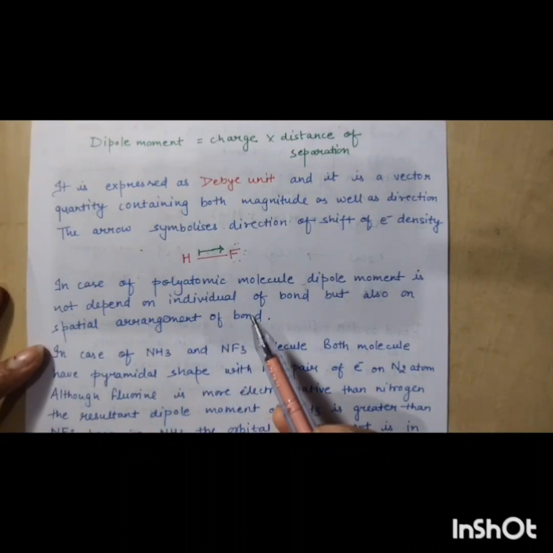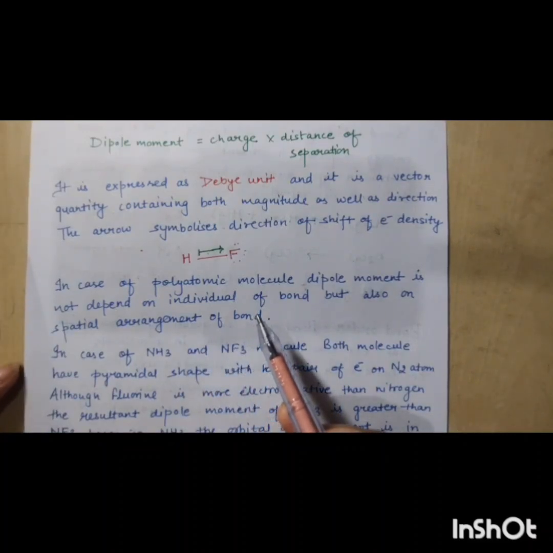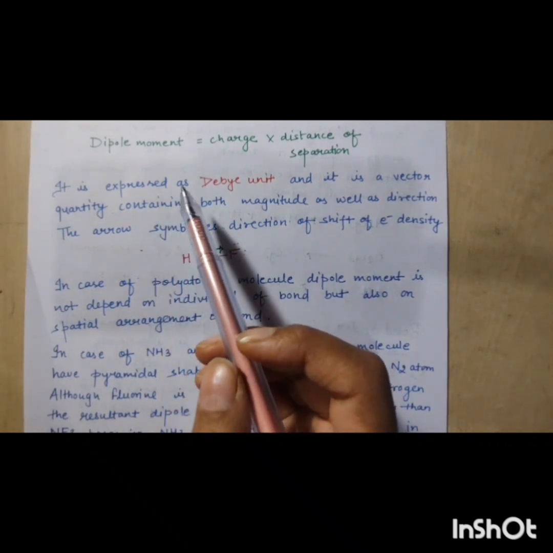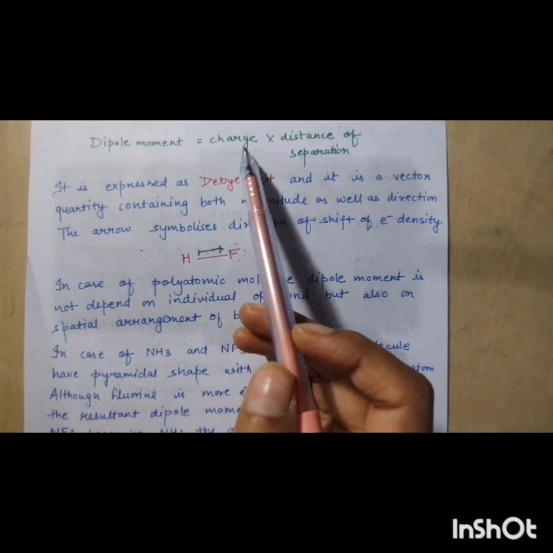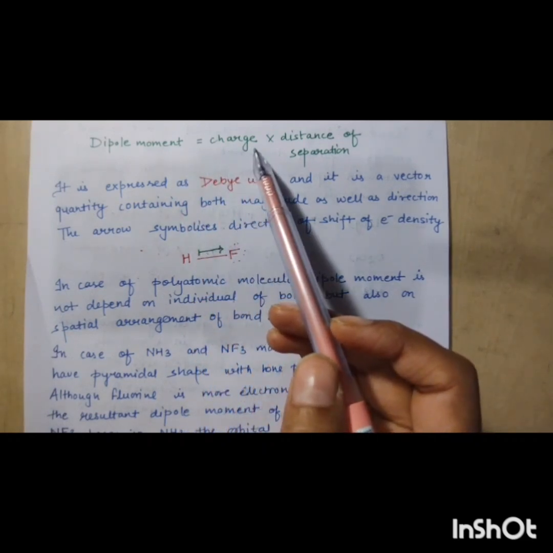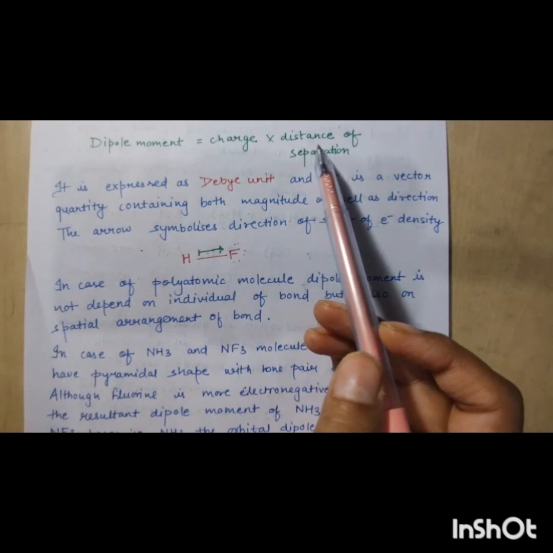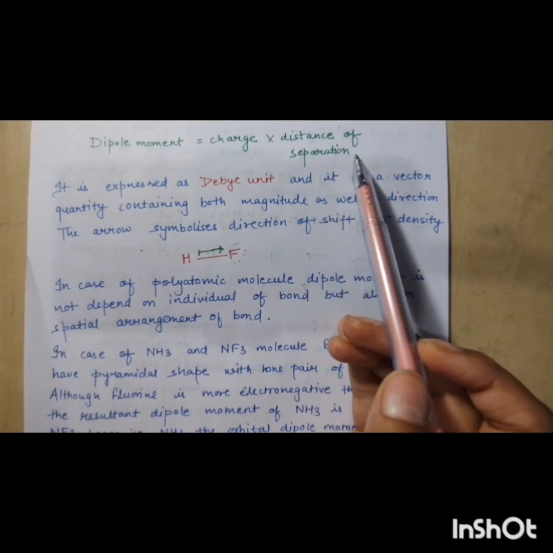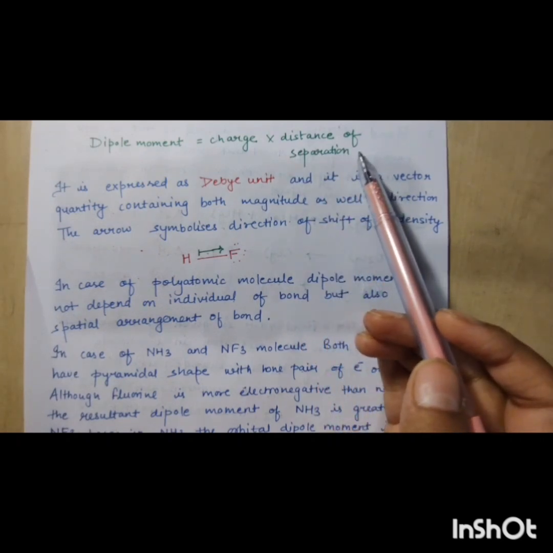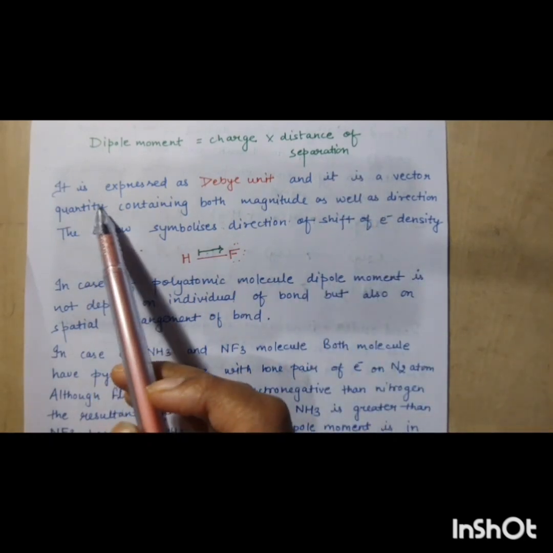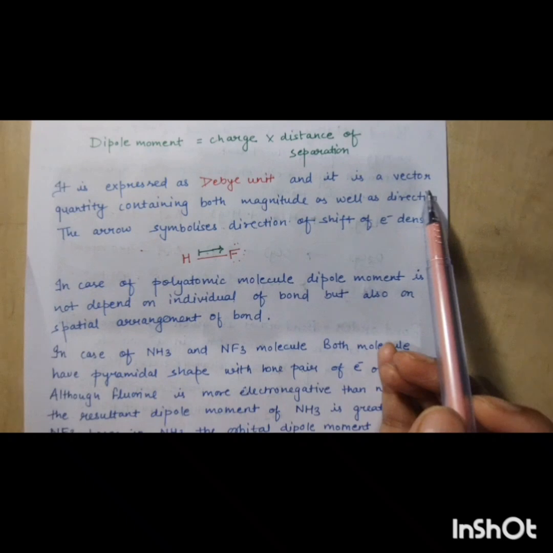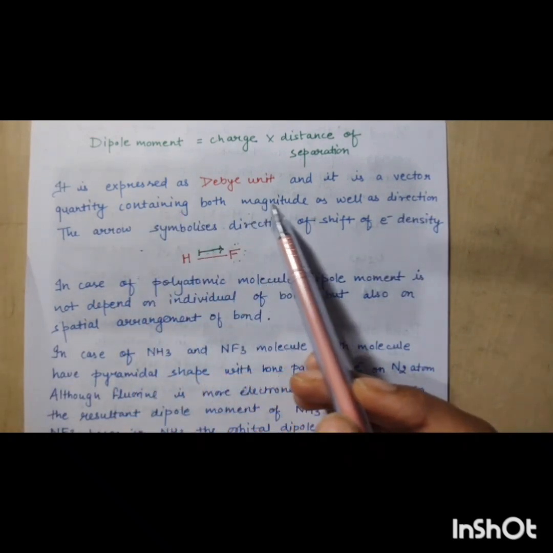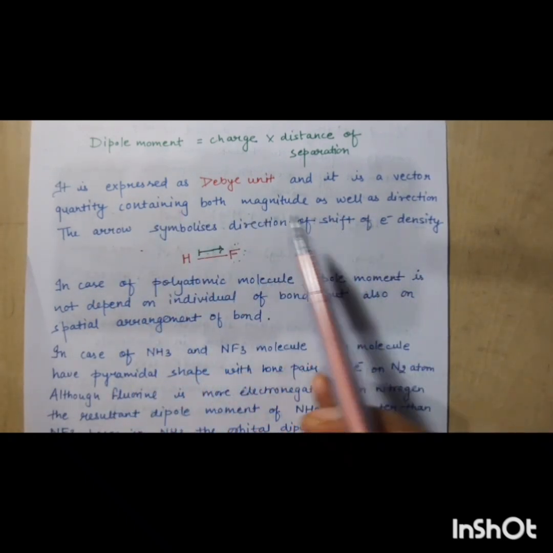Hello students, as we have discussed dipole moment in the previous class, today I will discuss dipole moment in more detail. So what is dipole moment? Dipole moment is charge multiplied by the distance of separation between the charges of an ion. It is expressed in debye units and it is a vector quantity containing both magnitude as well as direction.